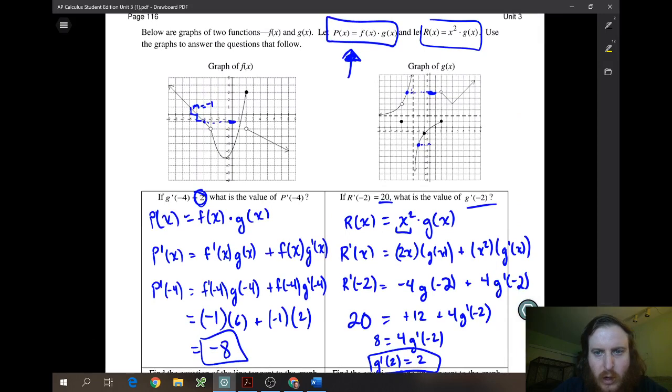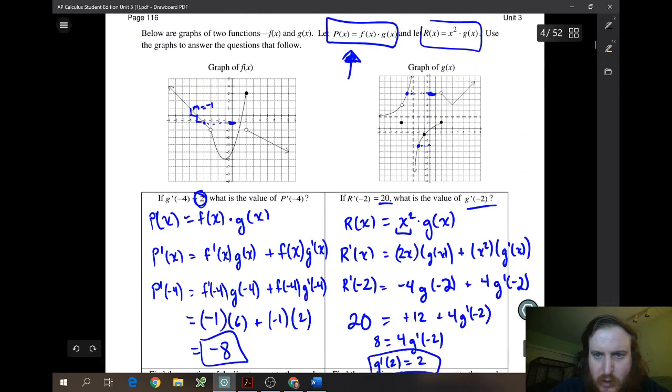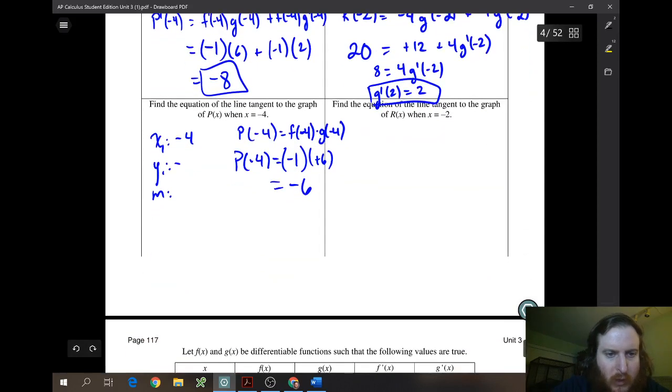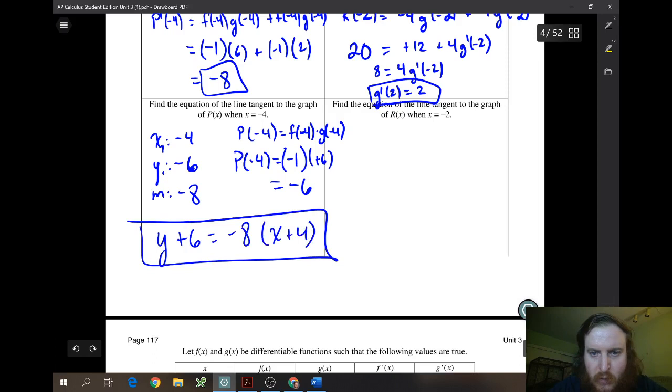Negative 1 times, oh, positive 6, that's where I messed up. Negative 1 times positive 6. I knew in my answers I had a negative there. Right, the 6 up here is positive 6, it's above. So our y1 value is negative 6. Now our m, we already did our m. Our m was negative 8 from up above. So y plus 6 equals negative 8 times x plus 4. And that's our equation.